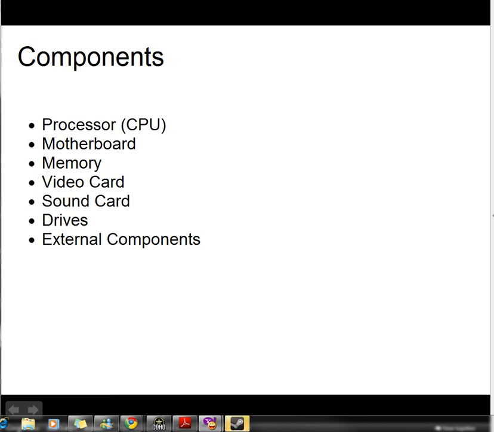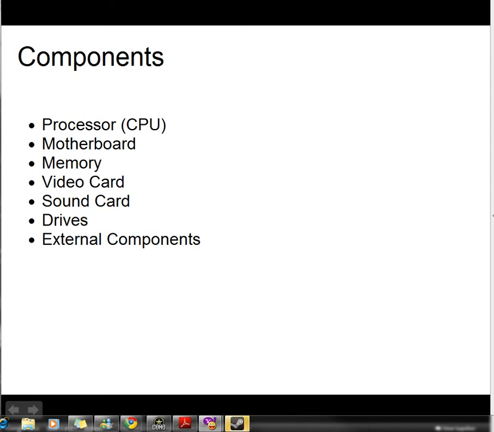And the motherboard is actually just as important as the processor. In fact, sometimes, if you don't have a good motherboard, it doesn't matter how good a processor you have. Okay.